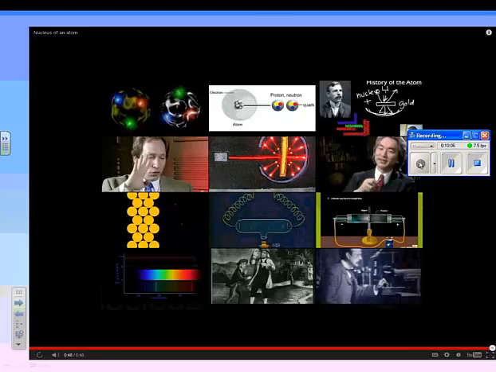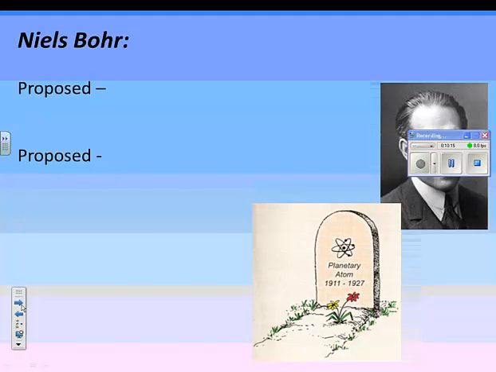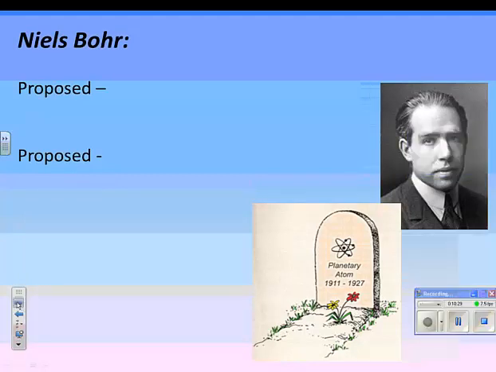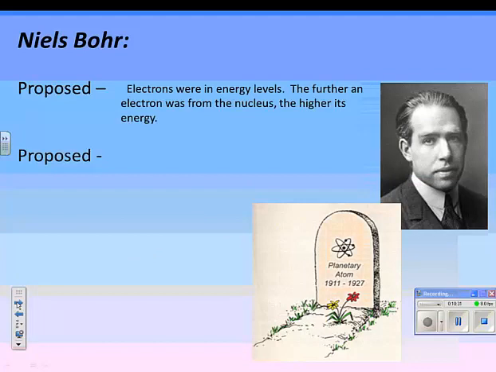There you go. That video kind of explains it in better words, a little bit more simply than I can, but you know, that's a great explanation of it. Let's move on to our last and final scientist, Niels Bohr. The first thing he proposed was that electrons were in different energy levels. The further an electron was from the nucleus, the higher its energy. That turns out to be true.